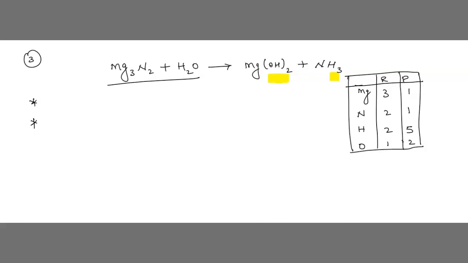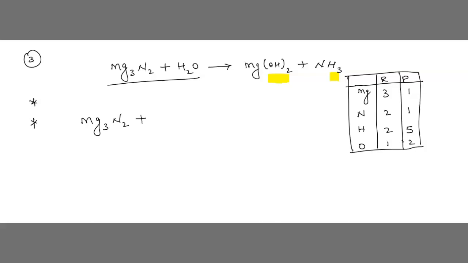If you want, you can take H also. How many H do we have? 5H here. In the product side, we have 5H. But it is OH twice and here H3. Now, you can start with H also, or you can start with Mg. I think Mg is simple. Why? I'll tell you.